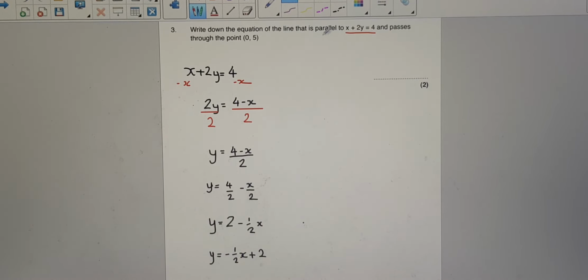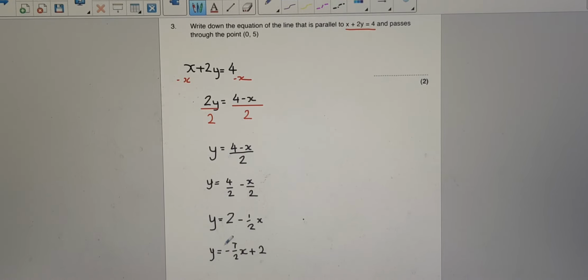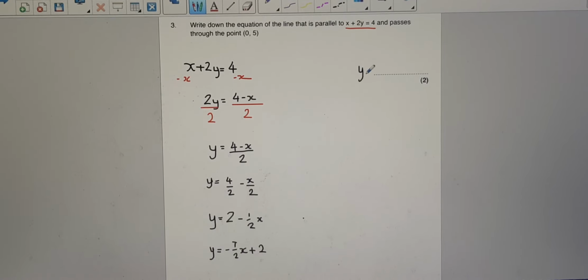Write down the equation of a line which is parallel, i.e. has the same gradient. This is the gradient. So I know that my line has a gradient of negative a half x. And because it goes through the point 0, 5, if I have the value where x equals 0, this is my y-intercept. Plus 5. Okay.